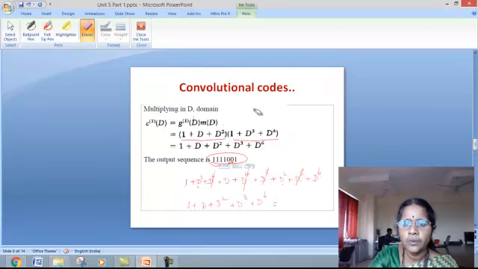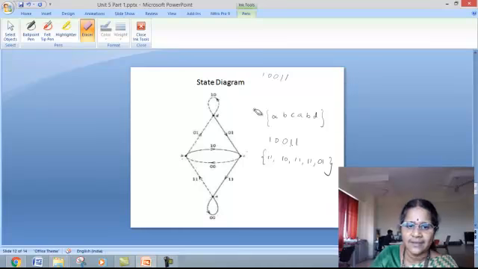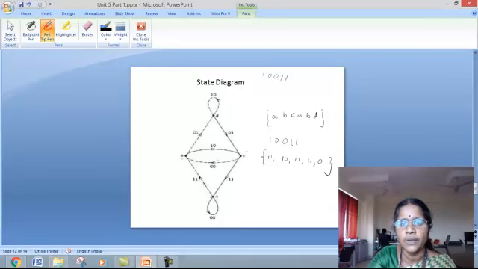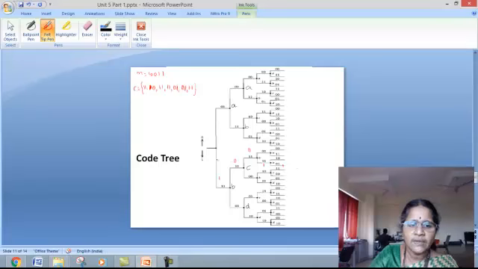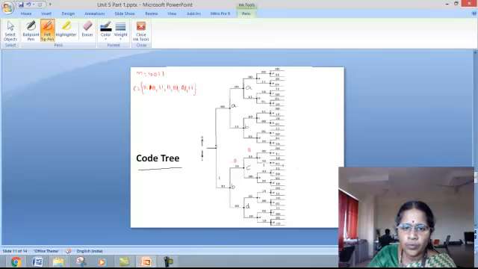From the state diagram, now you know what is the next state when an input 0 is given and when an input 1 is given. Given a particular state, you know what is the next state when an input 0 is given and when an input 1 is given. Based on this information, now you can draw the code tree. The basic rule to be followed in code tree is to draw the upper branches of the code tree, consider the input as 0, and to draw the lower branches of code tree, take the input as 1.